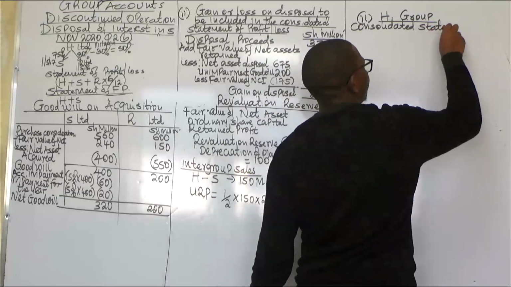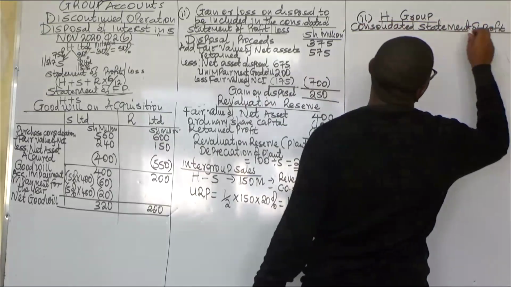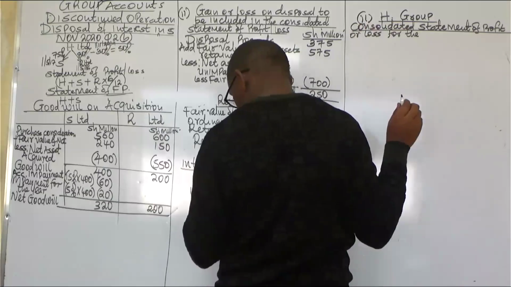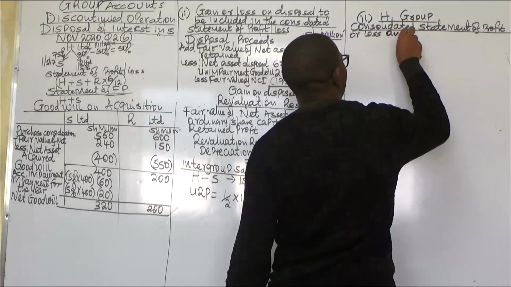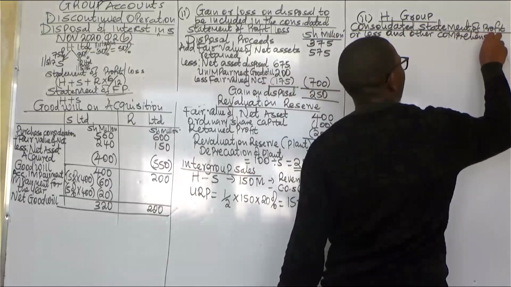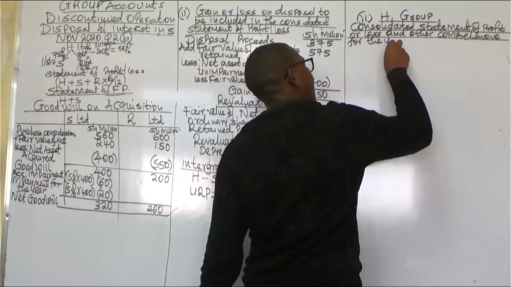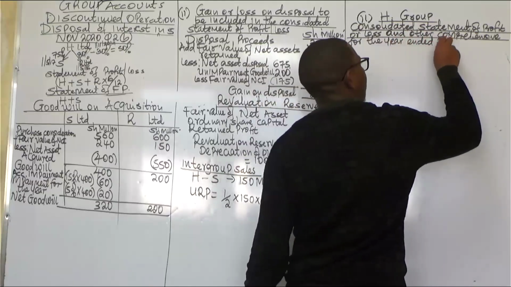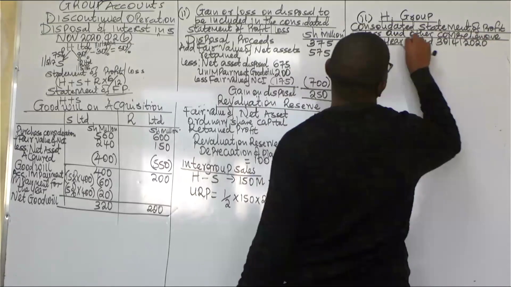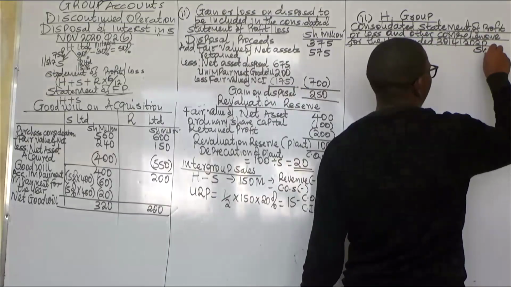Statement of profit or loss and other comprehensive income for the year ended that year April 2020. I will have your shillings in million.